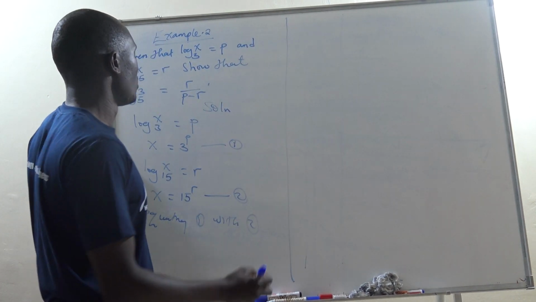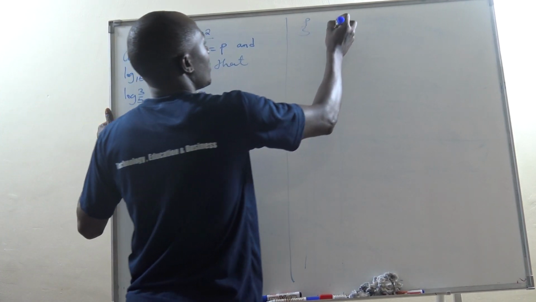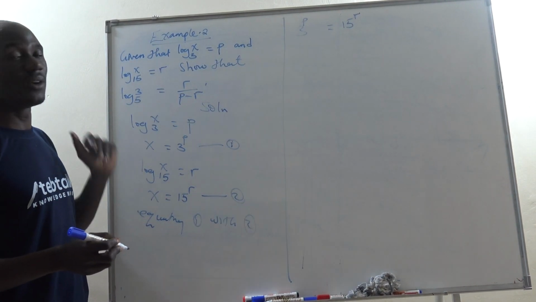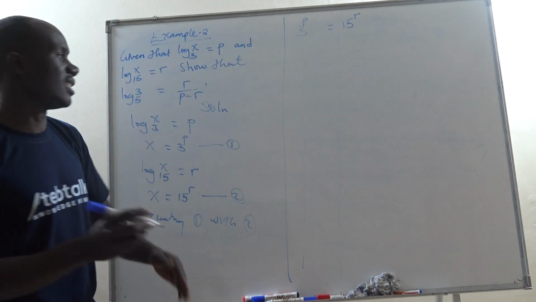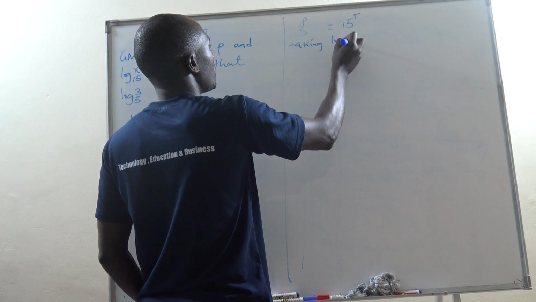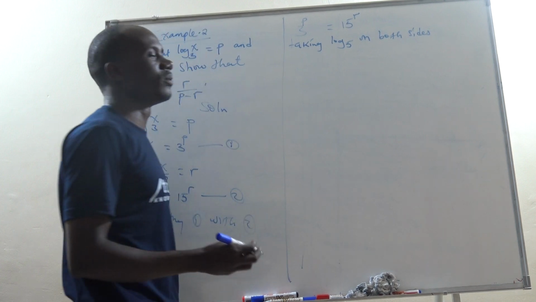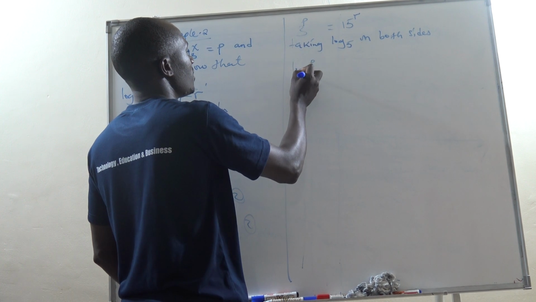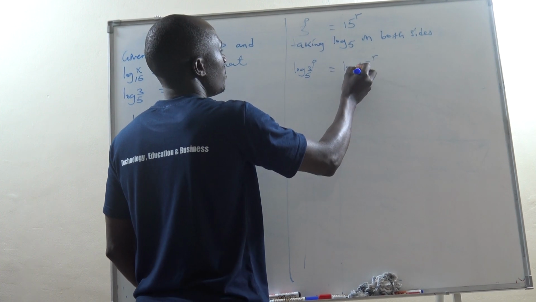So what are we having? We are having 3 power p equals 15 power r. Check in the question. What are we having? We're having a log to base what? 5. That means you're going to take log to base 5 on both sides. So taking log to base 5 on both sides, we're going to say log 3 power p base 5 equals log 15 power r base 5.